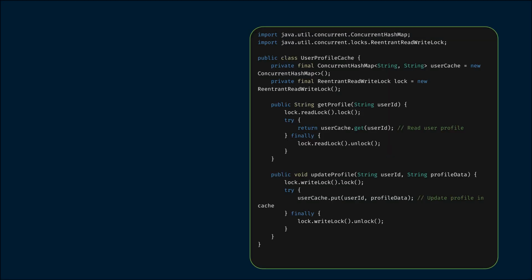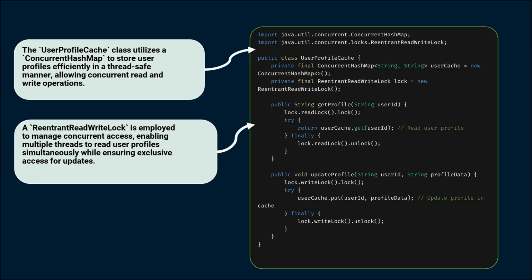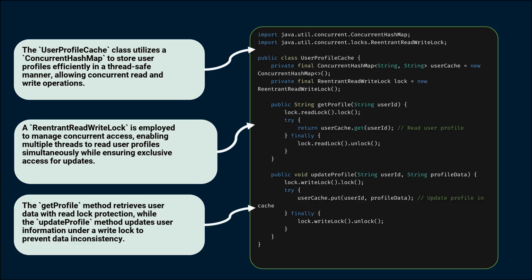Now let's take a look at the implementation of our UserProfileCache class, which effectively demonstrates the use of read-write locks in a concurrent environment. This class utilizes a concurrent hash map to store user profile data, allowing for efficient retrieval and updates without the risk of data corruption. Next, we will define the getProfile method, which is designed to read user profiles. This method acquires a read lock before accessing the user cache.